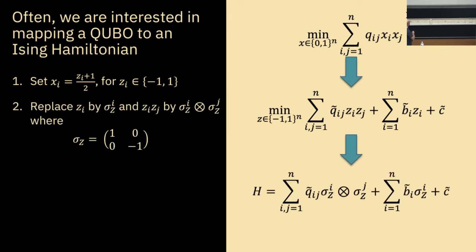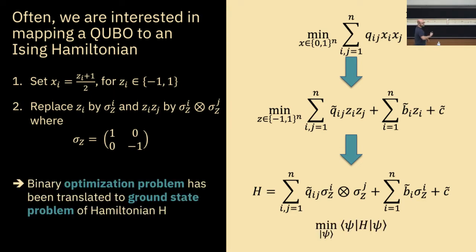Then what we do is we take these plus or minus 1 variables and replace them by Pauli Z matrices. And now the eigenvalues of this matrix correspond to the values of the variables. If we have a quadratic term, then we replace it by this tensor product. Now what happens is that the eigenvalues of this Hamiltonian correspond to all the exponentially many possible solutions to this problem, or possible inputs. So what we did is we translated the original problem, which was a binary optimization problem, to a ground state problem of this new Hamiltonian.